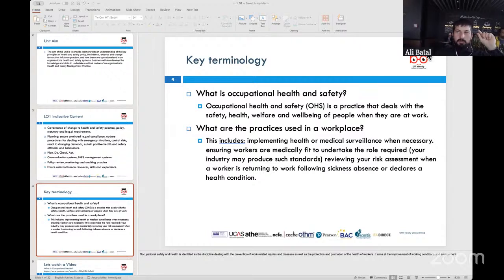Mhm. And with the references you provided, I was reading, and I don't know if I got it right or not, but they kind of mentioned that safety is more of a short-term thing, and health is like a long-term thing, or not really.